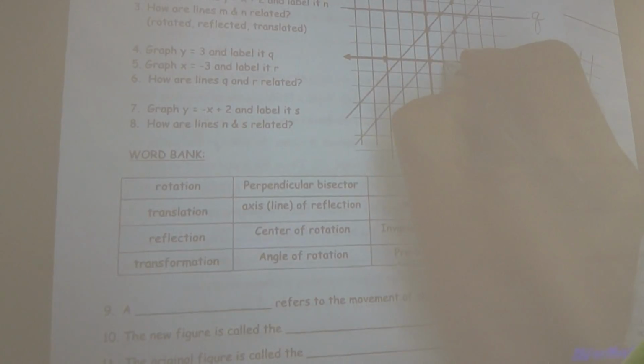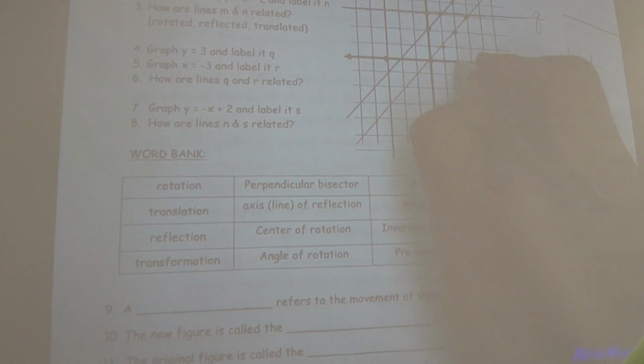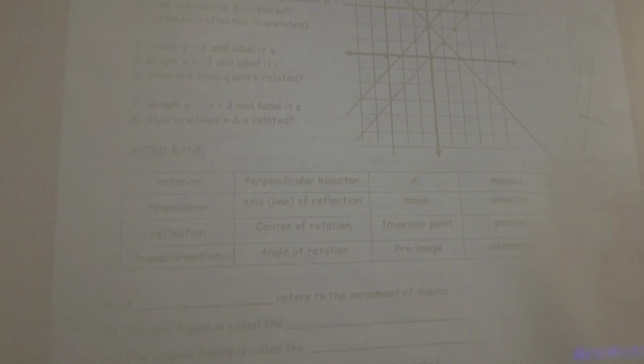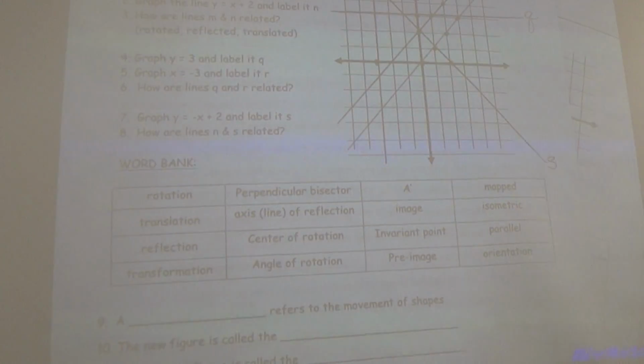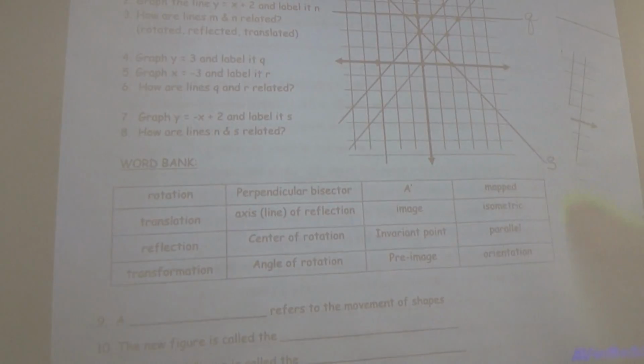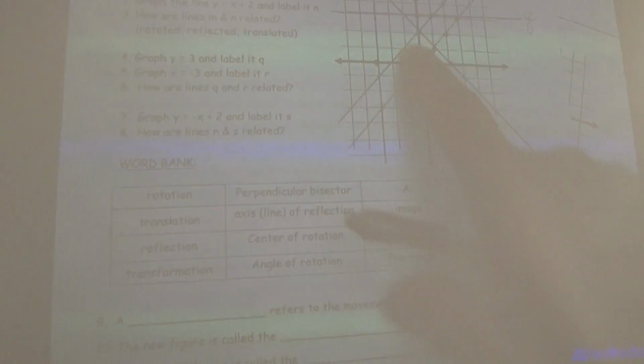If x is 1, that's 1. If x is 1, this would be 1, right? What about if x is 2? If x is 2, then you have negative 2 plus 2, y would be 0. And your line would go that way. And then what did it say to label this one? Label this one S. And then it said to compare lines N and S. And what do you get again? Perpendicular? Yeah, they look perpendicular, don't they?